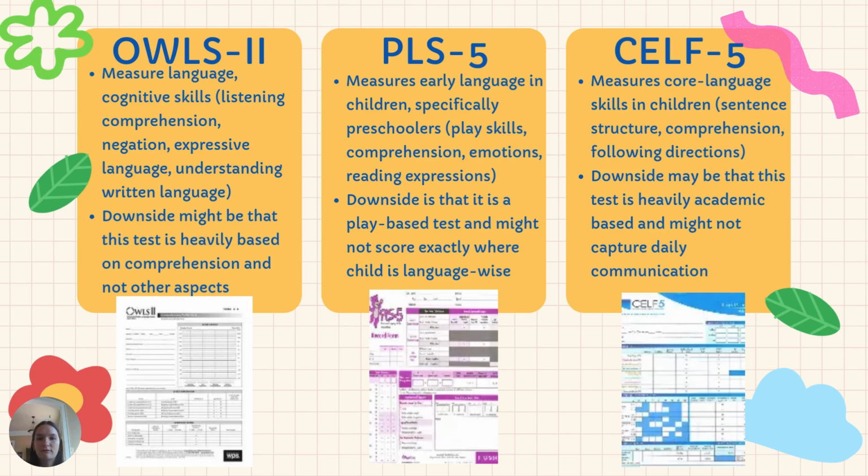And then lastly, the SELF-5. This measures core language skills in children, specifically sentence structure, comprehension, and following directions. A downside to this might be that it is heavily academic based and it might not capture daily communication skills. As you can see, sentence structure, comprehension, and following directions are very grammar based things that one might be learning in school.